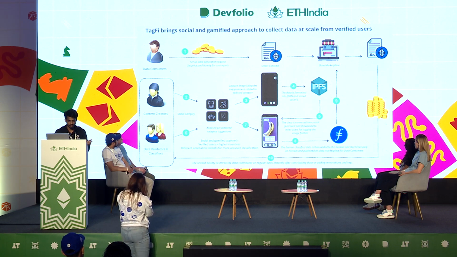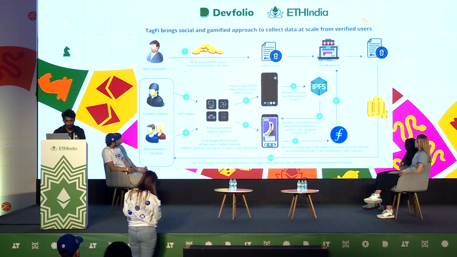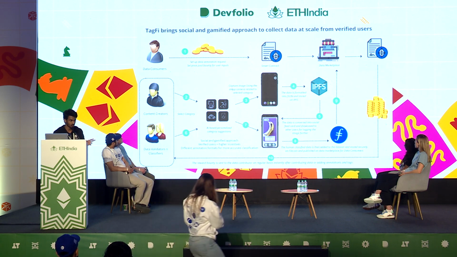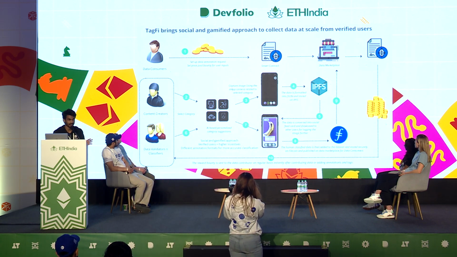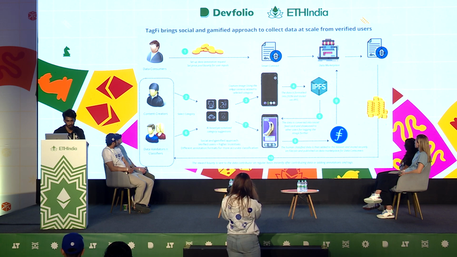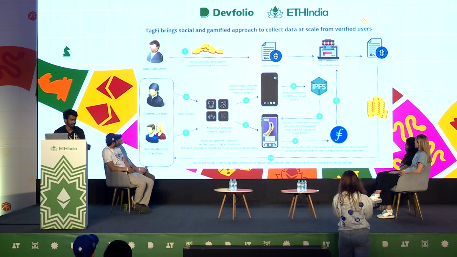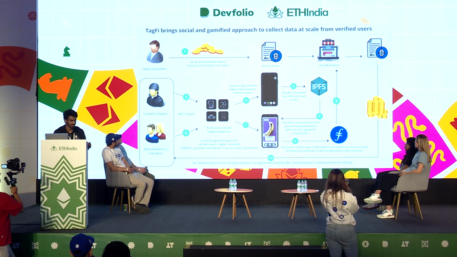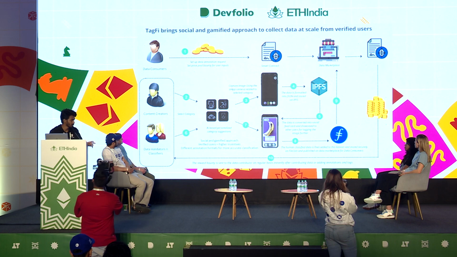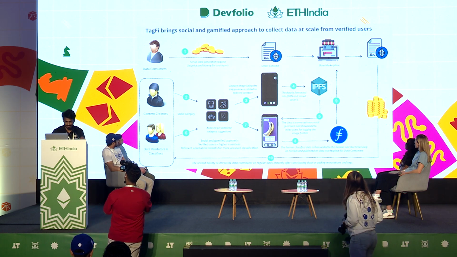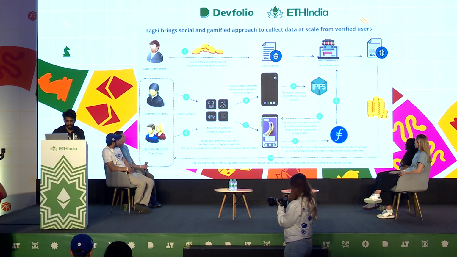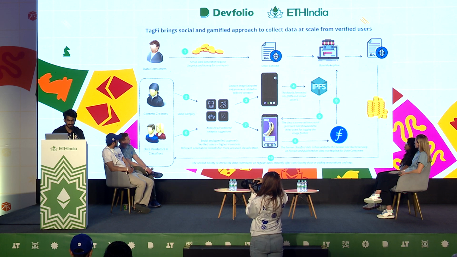Now there are two interesting characters here. The first one is content creators, and the other one is content validators and classifiers. These two are nothing but everyone present in this room. A content creator can be anyone who has a cell phone, and data validators can be anyone who is scrolling through Farcaster as well as Instagram and other social platforms.